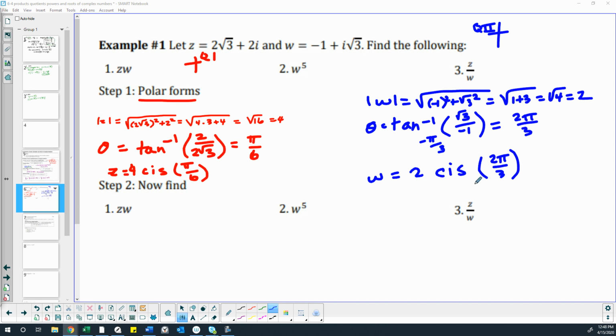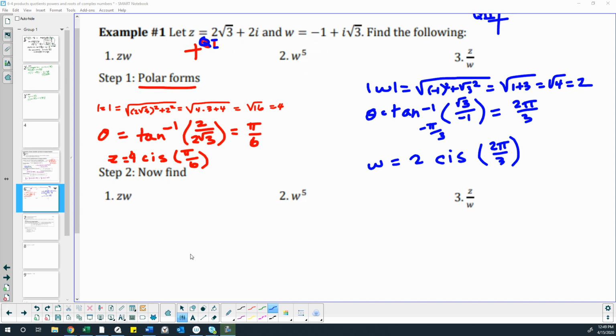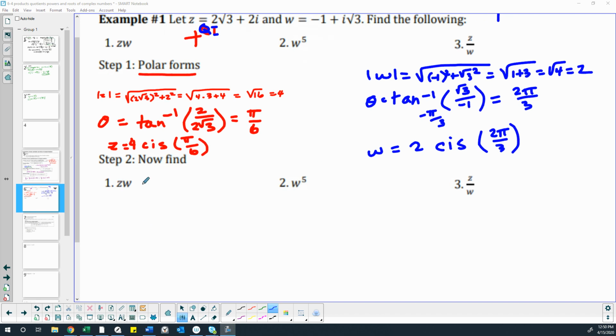All right. Okay. So if these are the correct polar forms for z and w, we can now use the rules we just learned to complete the actual question. I'm going to pause. All right, now that we know the polar forms, let's go ahead and find z times w, w to the fifth, and z divided by w.